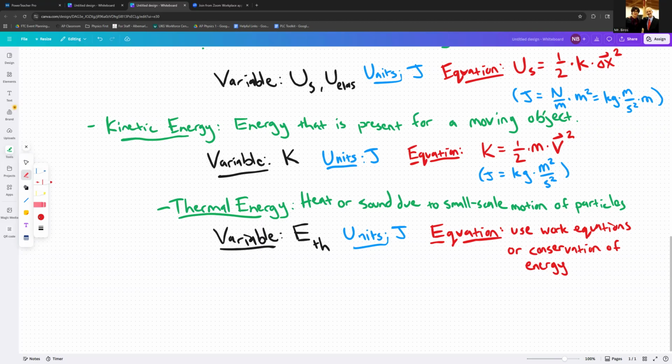But thermal energy, yeah, we don't really have its own equation to look at how much heat or sound is produced by something like friction. We just tend to use the work equation. The work equation is a very, very good way to do this, as well as using conservation of energy. We can find how much heat or sound was produced during a process. So there's a couple options there, but it doesn't get its own equation like kinetic or the potential energies.